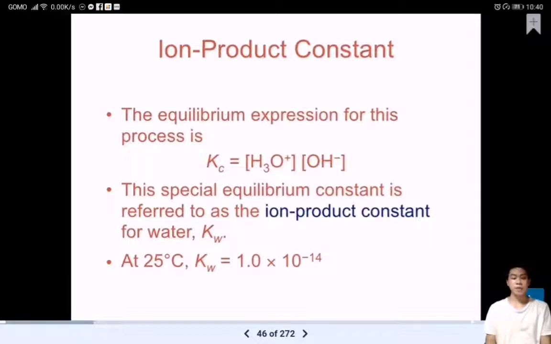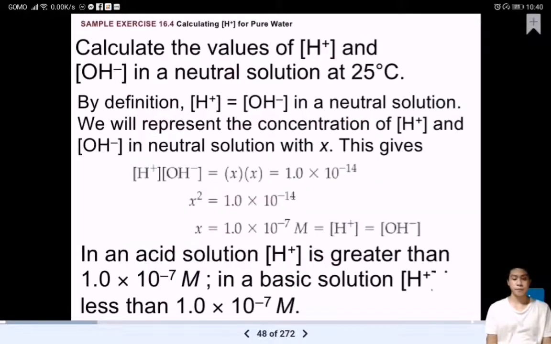So, the ion product constant. The equilibrium expression for this process is Kc equals the concentration of H3O⁺ times the concentration of OH⁻. This is a special equilibrium constant referred to as the ion product constant for water, Kw. At 25 degrees Celsius, Kw equals 1.0 times 10 to the power of minus 14.